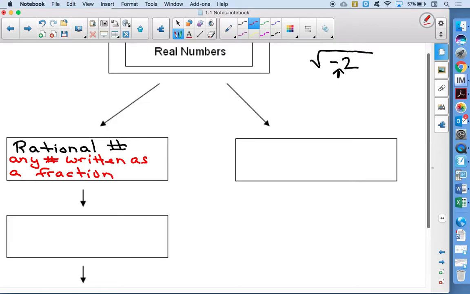So Cam, give me your favorite fraction. 1/2. 1/2. That sounds like a really good fraction.